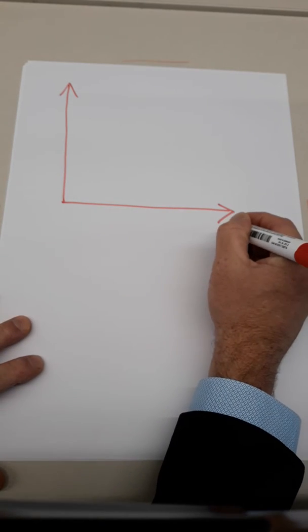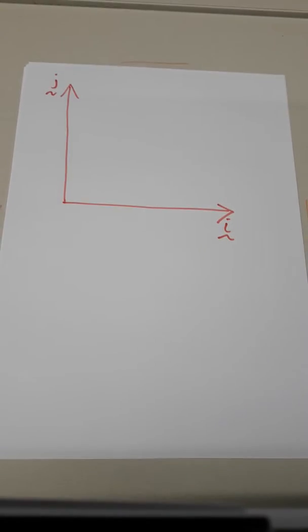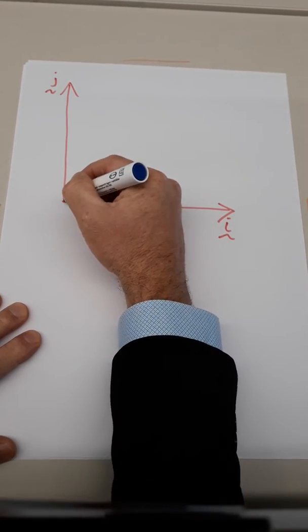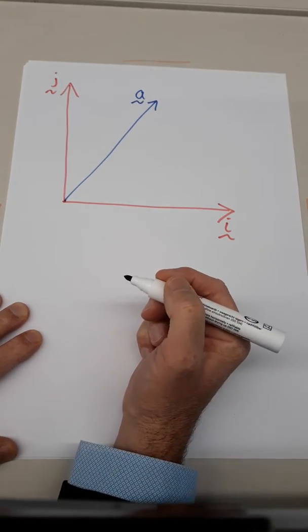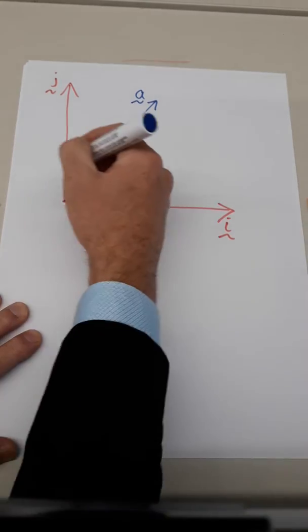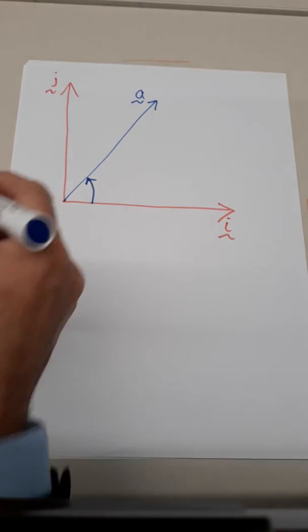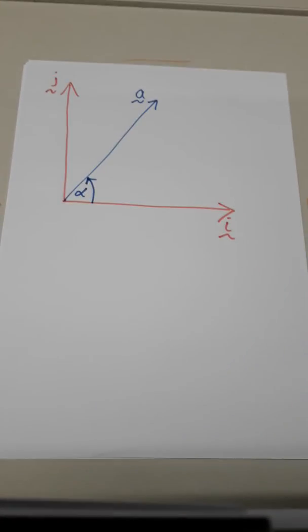Okay, so this is the I direction and this is the J direction. X and Y axes, if you like, but they're unit vectors in those directions. And let's draw a unit vector up here, call it A. It's a unit vector in the A direction though. And let's have it have an angle of alpha from the I direction there.